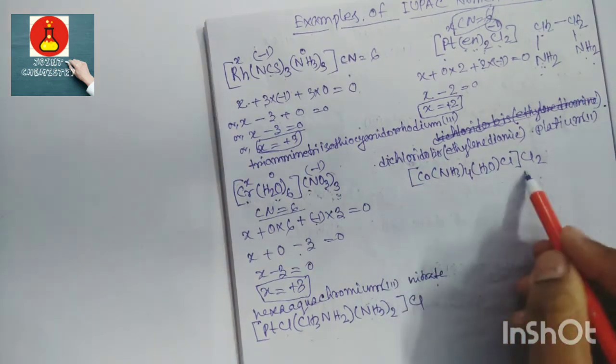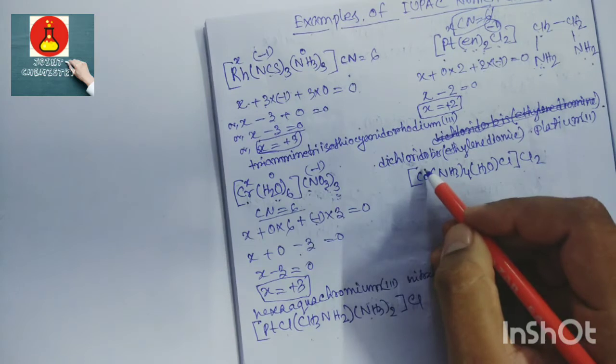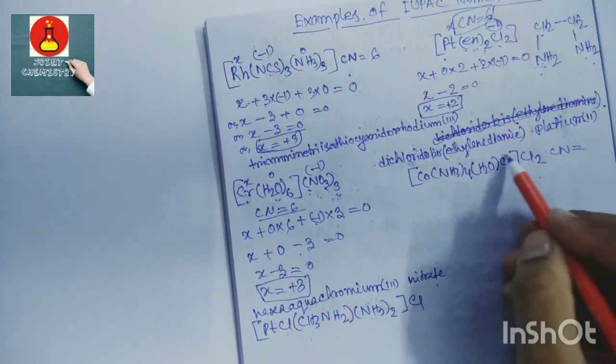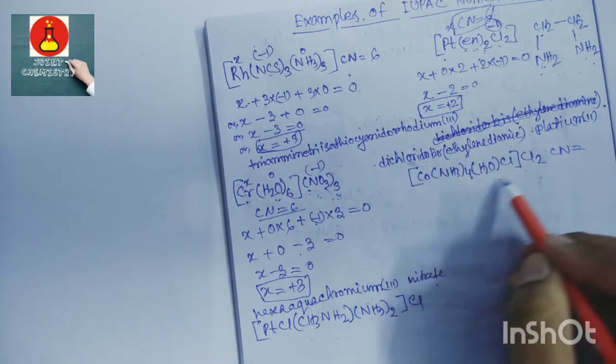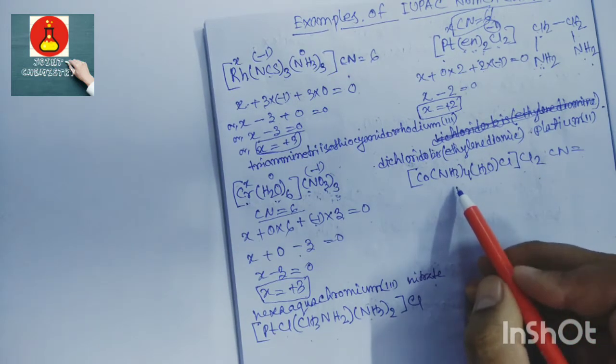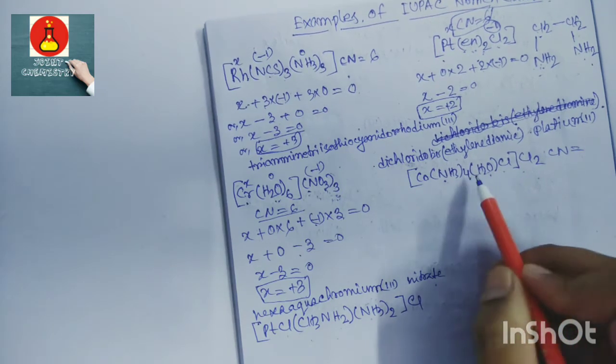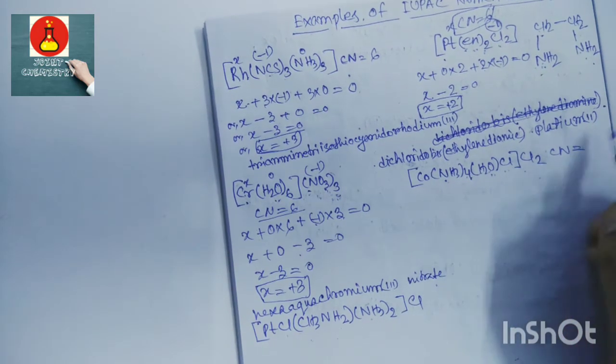Now for this one, the total coordination number is equal to the number of the donor atoms inside this square bracket. So there are 4 NH3, 1 H2O, 1 chlorine. So 4 plus 1 plus 1 is equal to 6.